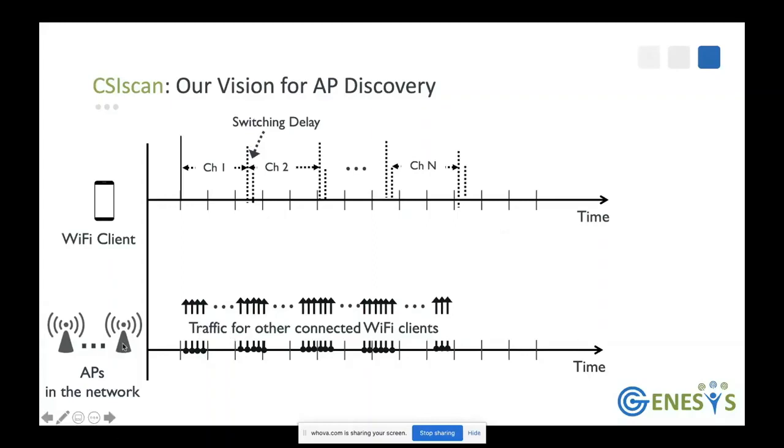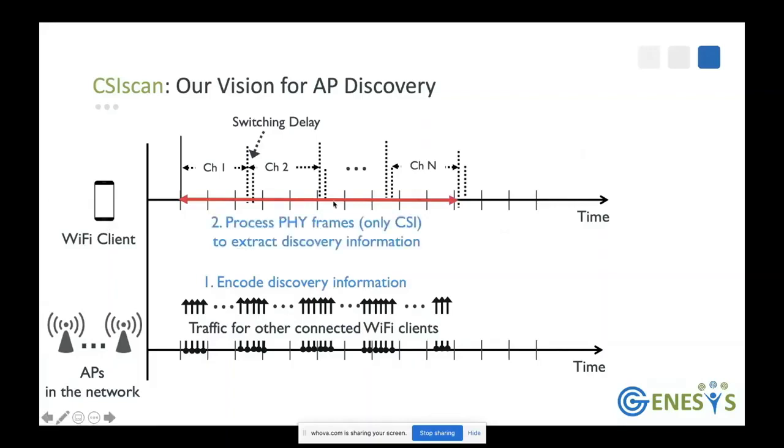Now, what does the access point do? Whenever the access points are communicating with other clients, they also encode some kind of discovery information. This discovery information is leveraged by the Wi-Fi client which wishes to discover APs, and across all the channels, it simply processes the physical layer frame, and within that, only the CSI, to extract discovery information. Just to emphasize, the client always processes all the physical layer frames, and at the MAC layer it decides whether to discard those physical layer frames or use them for further processing.